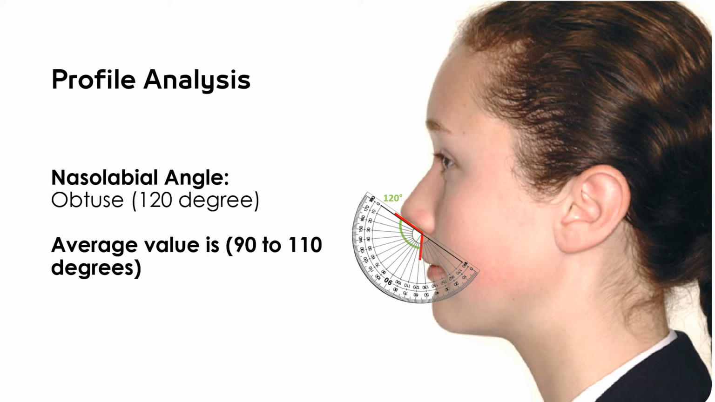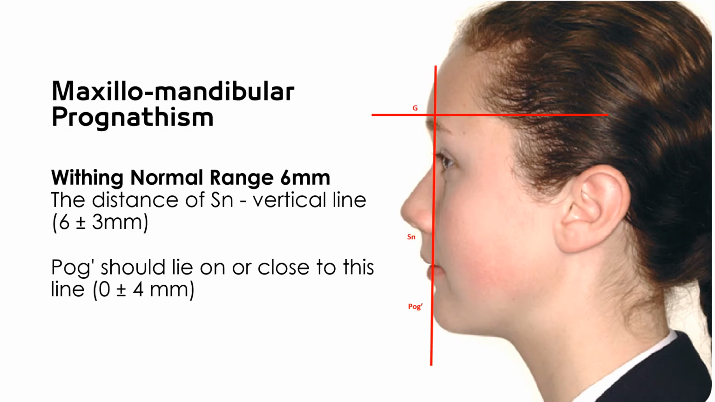The nasolabial angle is obtuse, about 120 degrees, while the average value is 90 to 110 degrees. Now when we talk about the maxillomandibular prognathism, the distance of the subnasal in vertical line is 6 mm, which is within normal, and the mean value is 6 plus or minus 3. The pogonion should lie on this line or close to it at 0 mm plus or minus 4 mm.